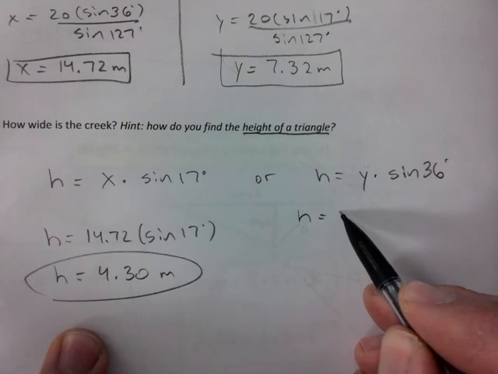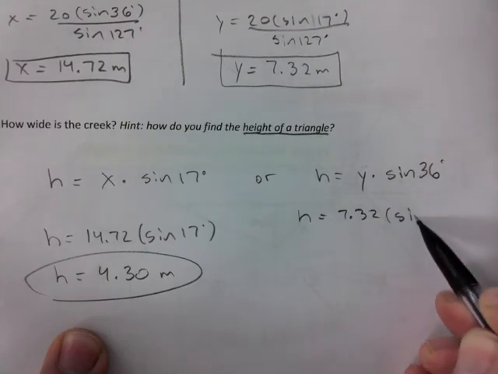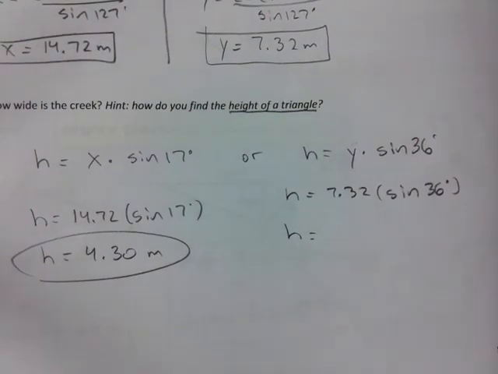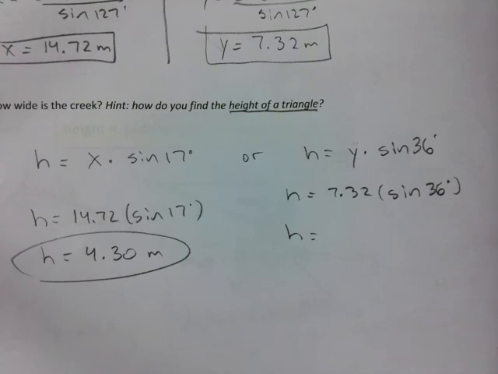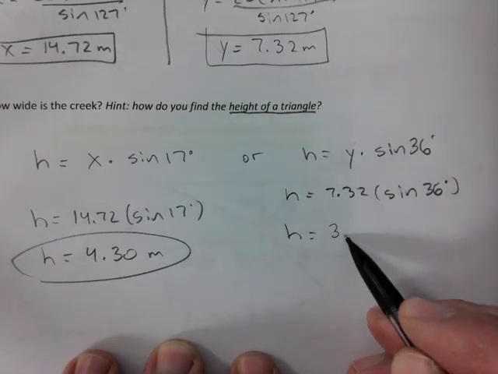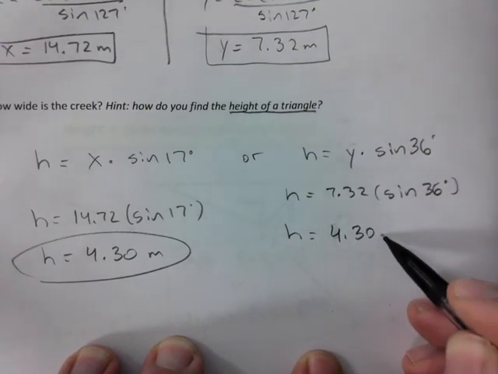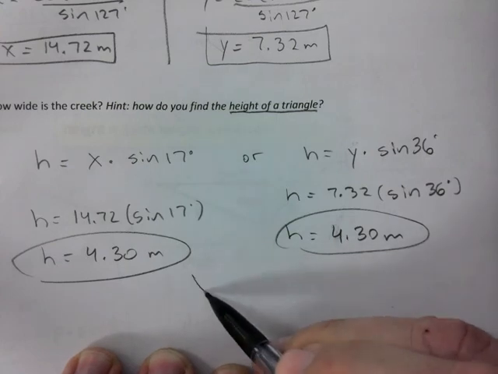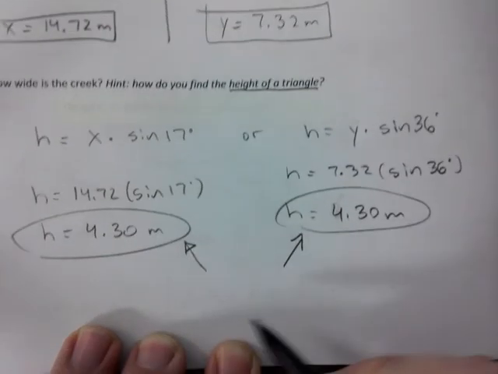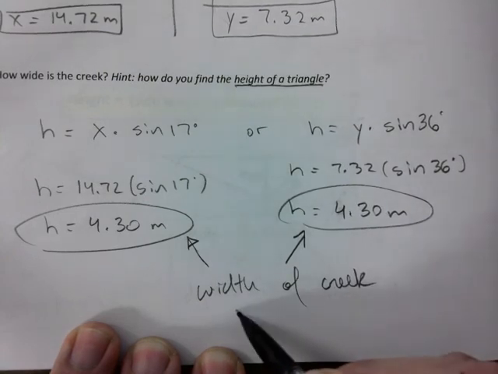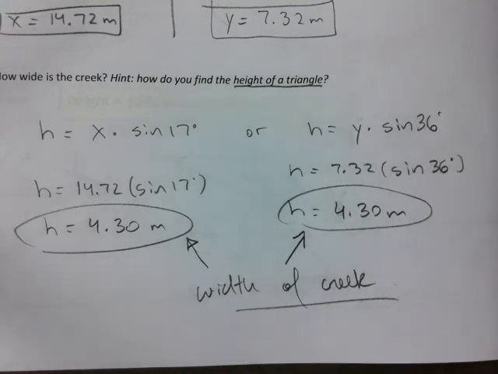Or we have 7.32 times sine of 36 on the other side. I don't know why I'm still checking, but I guess I want to make sure that it does indeed work out. Okay, so 4.30 meters. This is the width of the creek. I'm making sure you understand that it's the height if you were to stand it up, but if you lay it down flat on the landscape, it's how wide the creek is.